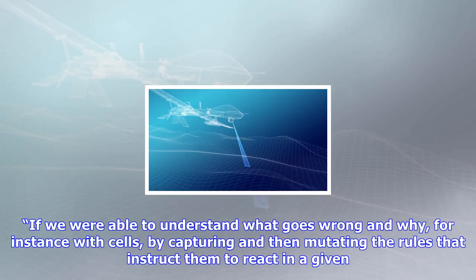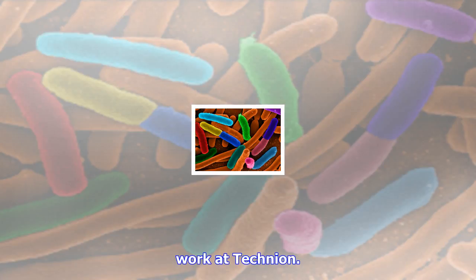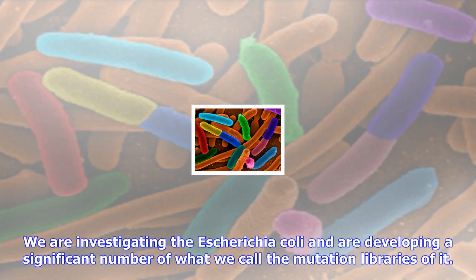"If we were able to understand what goes wrong and why, for instance with cells, by capturing and then mutating the rules that instruct them to react in a given way, this would be an incredible step ahead for medicine," Goldberg points out. "At the moment I think we are quite advanced with bacteria, which are the main focus of our work at Technion. We are investigating Escherichia coli and are developing a significant number of what we call the mutation libraries of it.